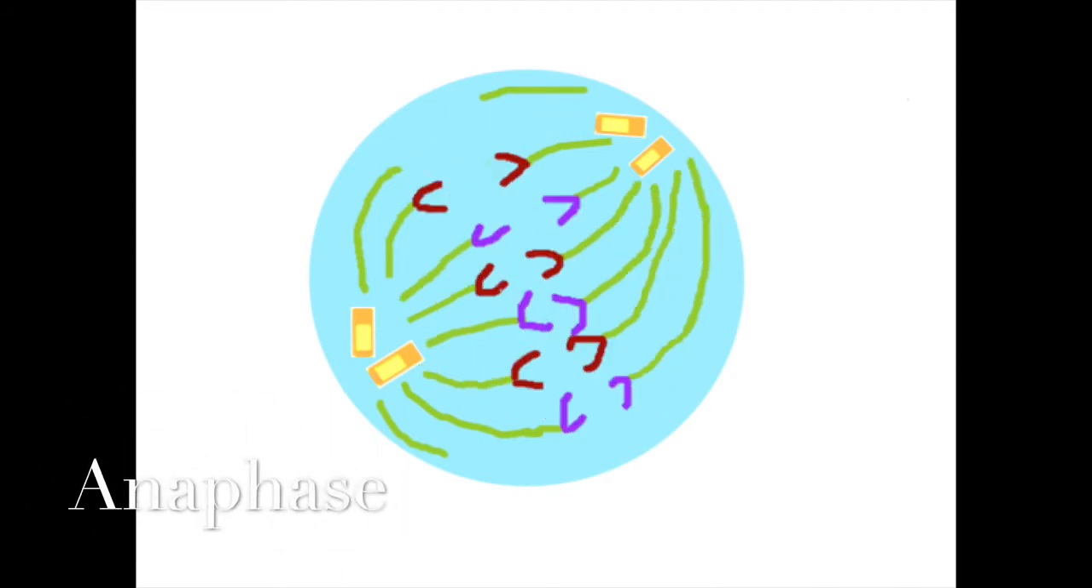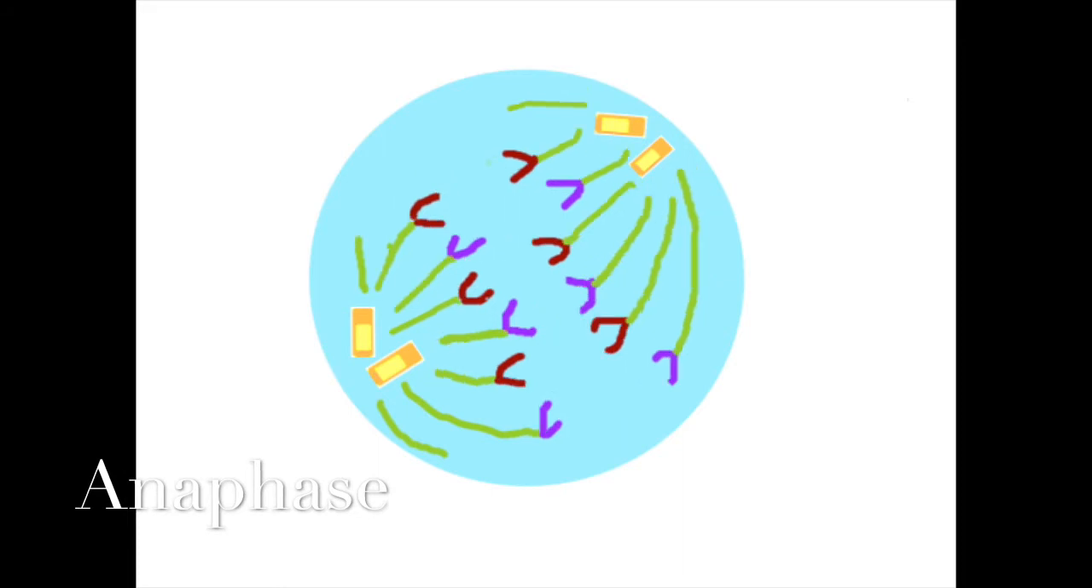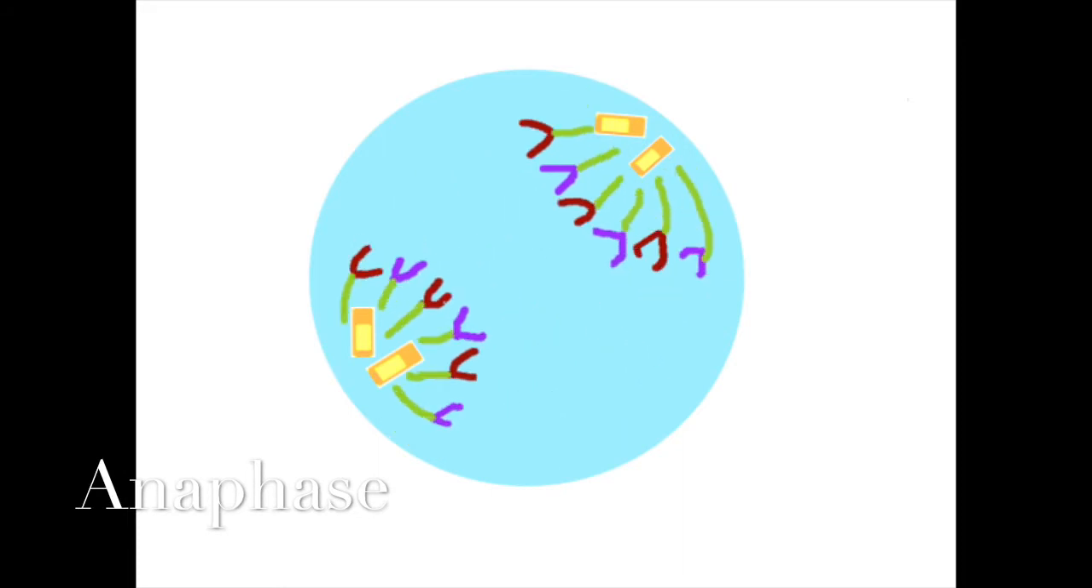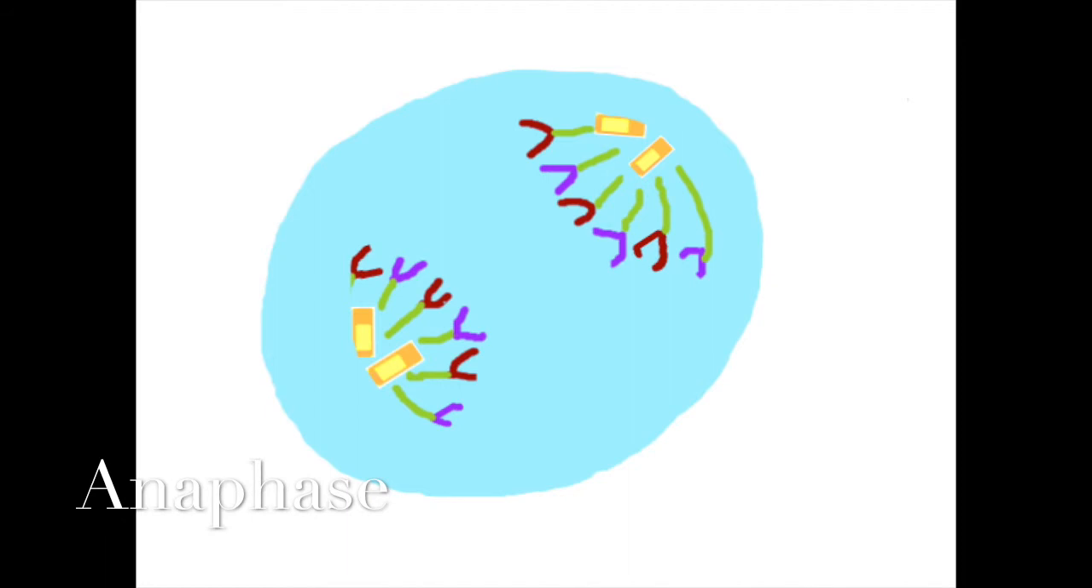The third phase of mitosis is anaphase, which includes the sister chromatids of each chromosome beginning to separate. The centromere that holds the sister chromatids together divides, and the chromosomes move away from each other along the spindle fiber. Once the chromosomes are separated, the cell moves to the last phase of mitosis.